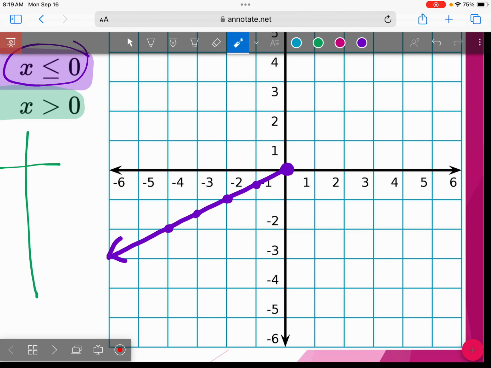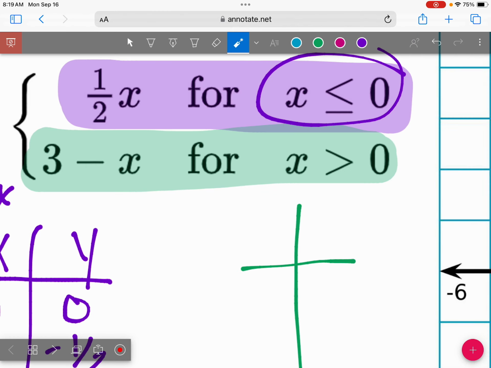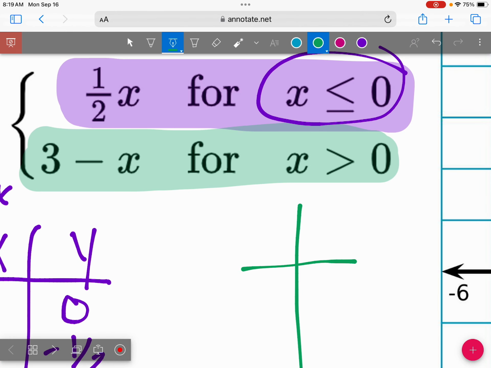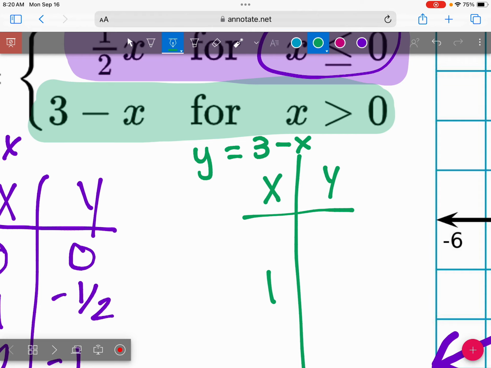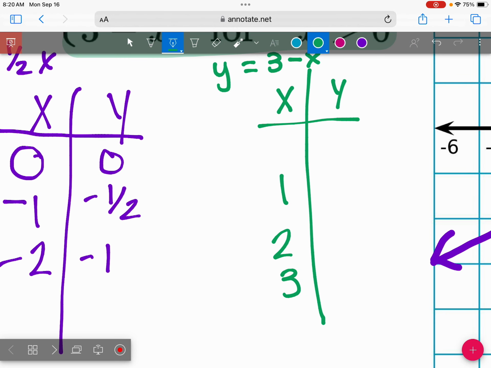We're going to do the same thing for the green one. Our function rule tells me that y equals 3 minus x, but only when I pick my x's to be greater than 0. So what x's do we want to pick to help us find our y values? 1, 2, 3. We're missing one important piece: 0. Even though it says greater than, I still need to know what happens at 0, because what if my x was 0.001? That's greater than 0. So I need to know what happens at 0, even if 0 is not included.